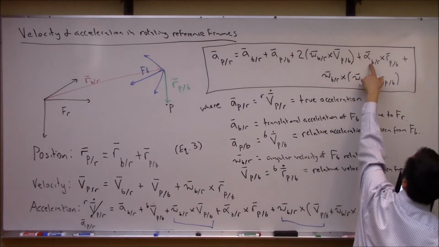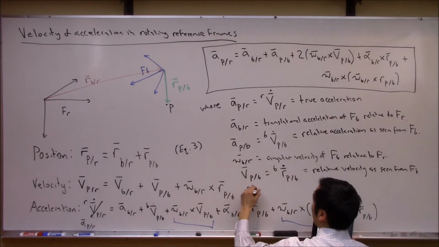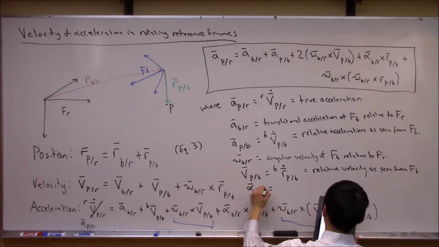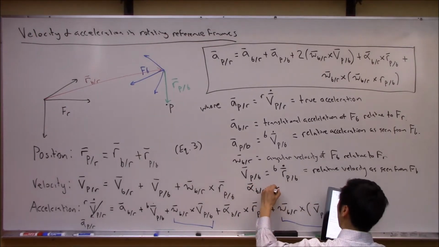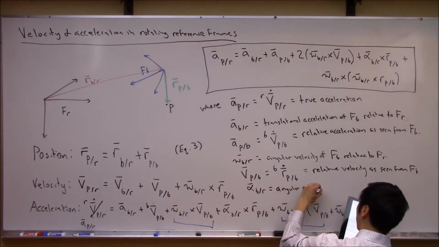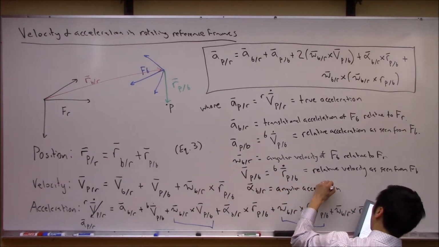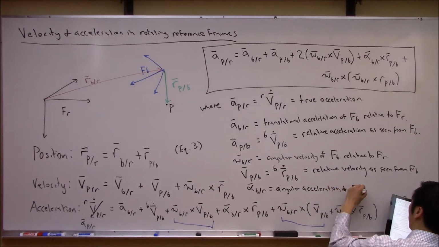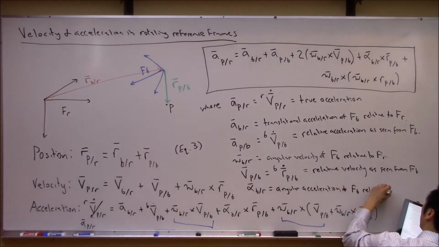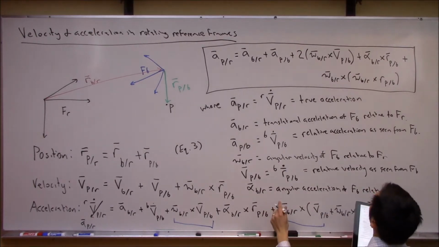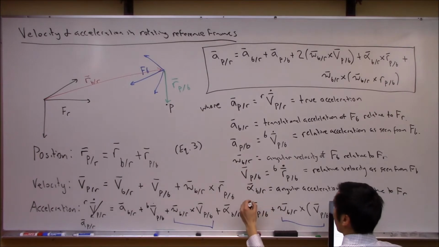Second to last here, I think we need this alpha term. So alpha B with respect to R, this was the angular acceleration of FB relative to FR. And the last term here, gosh, sorry, this is getting kind of busy.